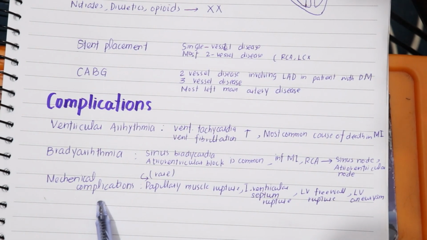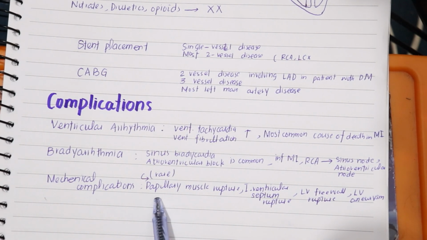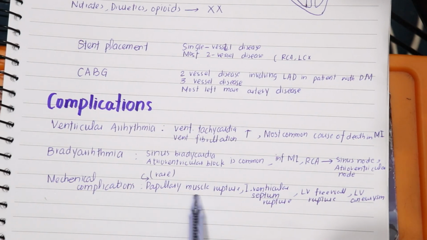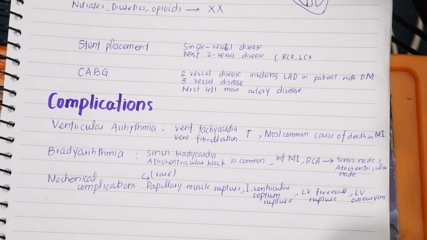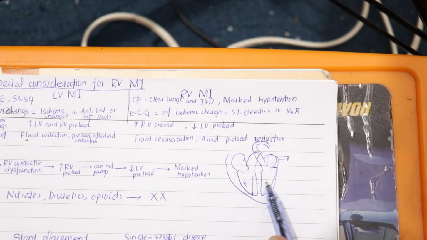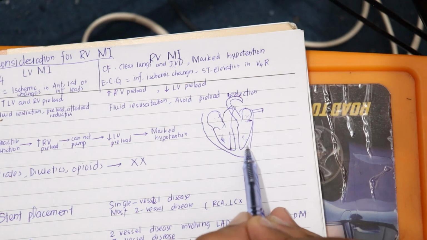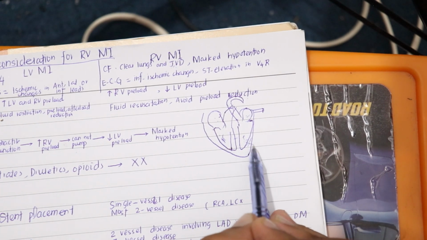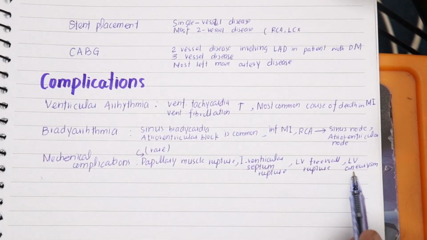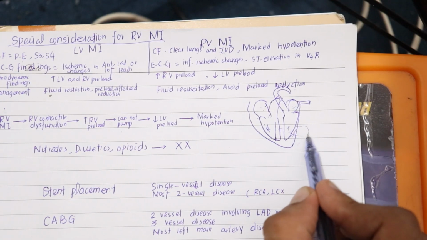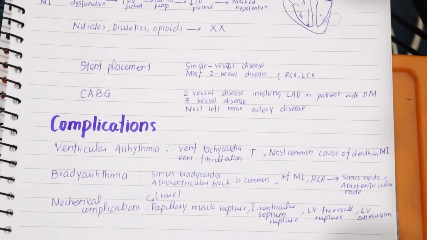The third complication is mechanical complications. Although they are rare, they can happen. What are these complications? The first one is papillary muscle rupture. The second one is interventricular septum rupture. Like if it is this septum, it would rupture, so blood will come from here to here. The third one is left ventricular free wall rupture. Like if the left ventricular wall ruptures, blood will come into the pericardium. The last one is left ventricular aneurysm. There would be an aneurysm like this one of the left ventricle. So these are the complications of MI, myocardial infarction.